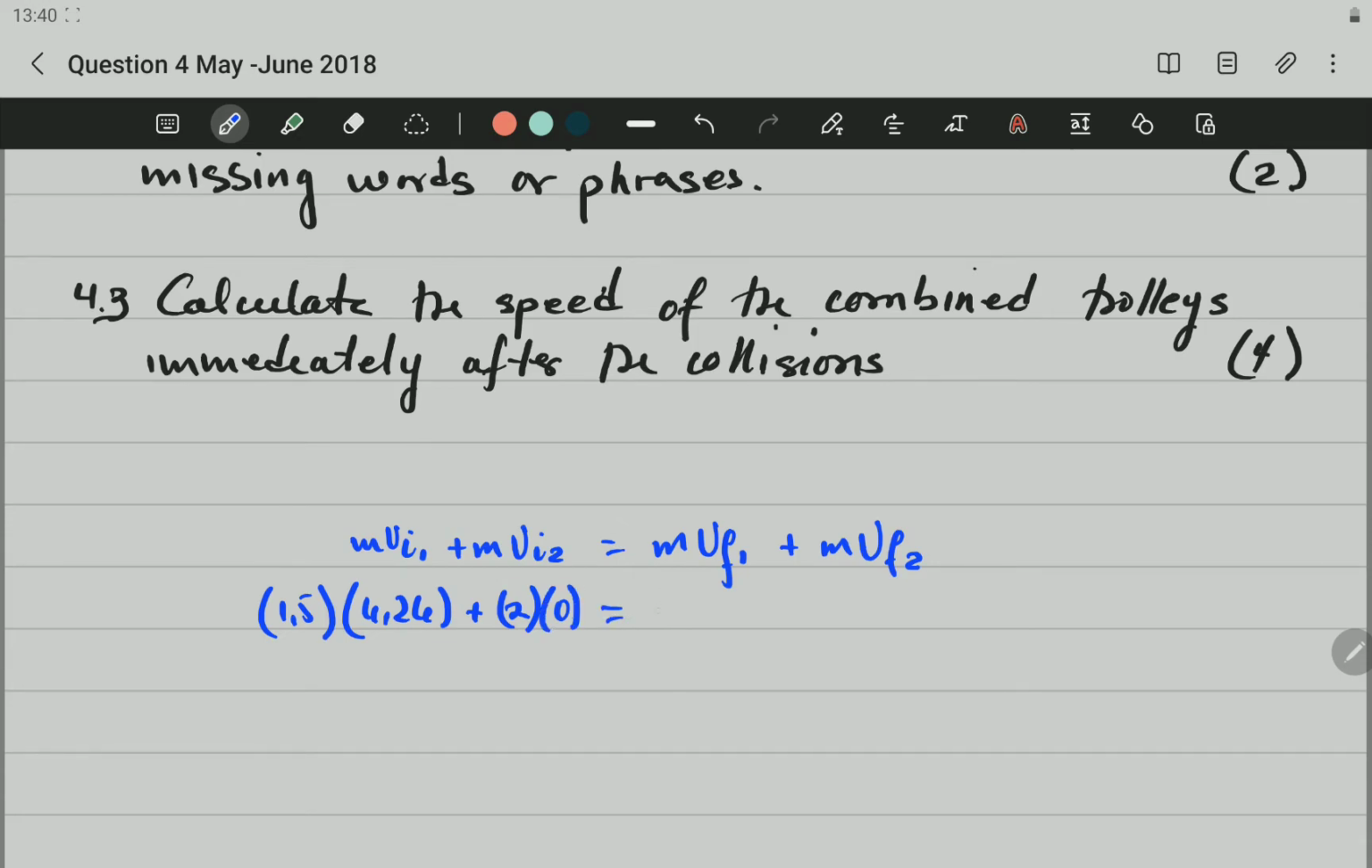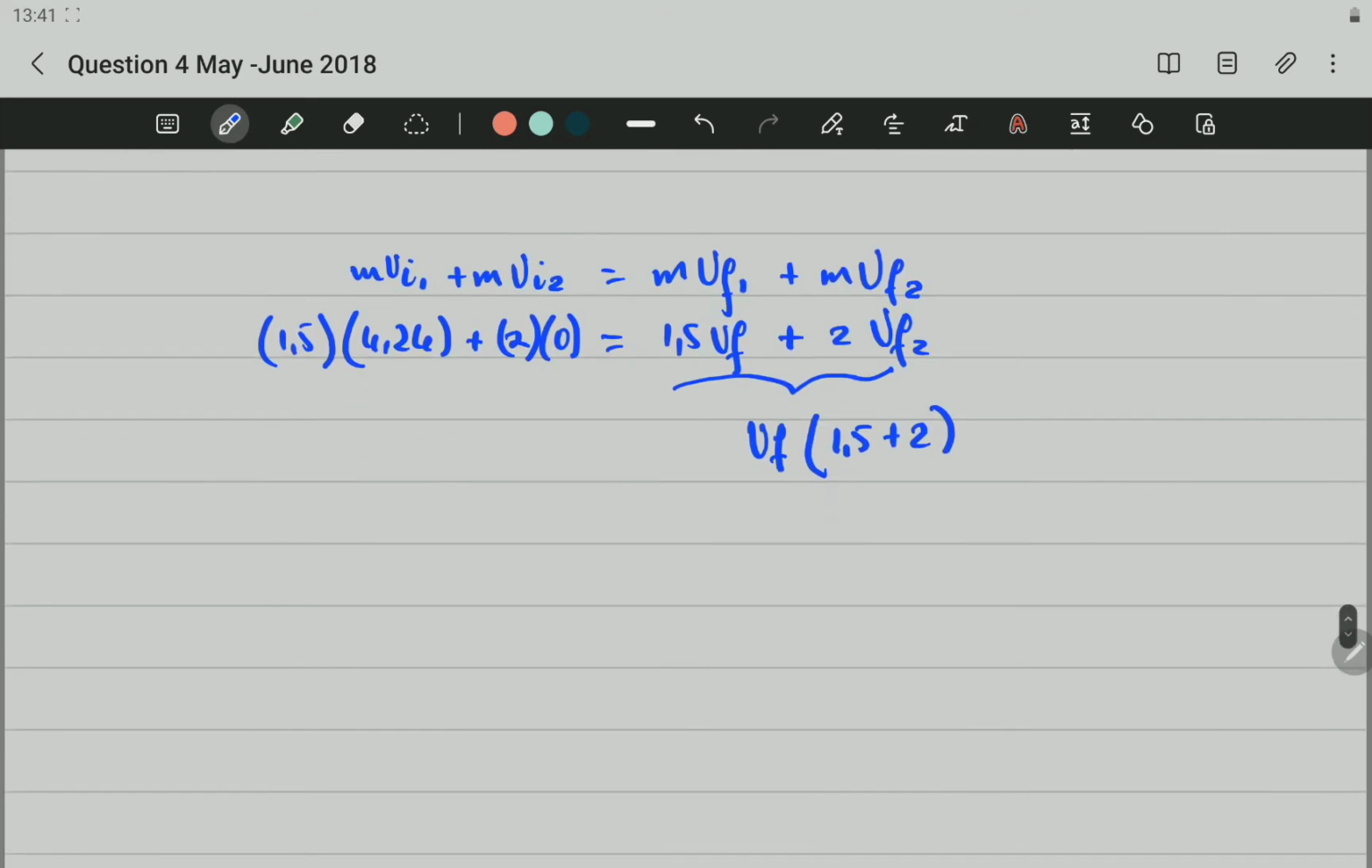Here the mass of the first block is 1,5. The final velocity is what we are looking for, and they are moving together. This is 2 multiplied by the final velocity. They are moving together, so the velocities are the same, and this one is a system. You can say actually final velocity bracket 1,5 plus 2. That is entirely up to you. So let's rewrite that one: 1,5 multiplied by 6,26 is equal to final velocity bracket 1,5 plus 2. This is what we have.